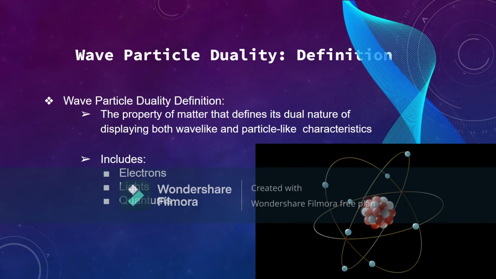Now we will be talking about wave-particle duality. The definition of wave-particle duality is the property of matter that defines its dual nature of displaying both wave-like and particle-like characteristics. This includes electrons, light, and quanta.